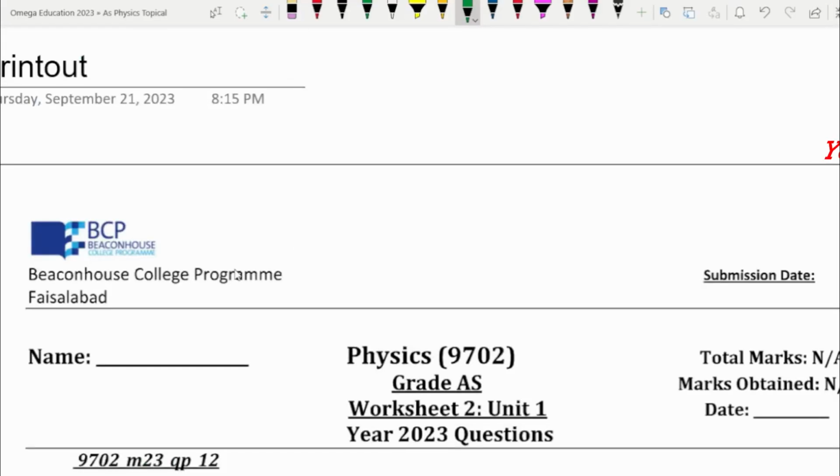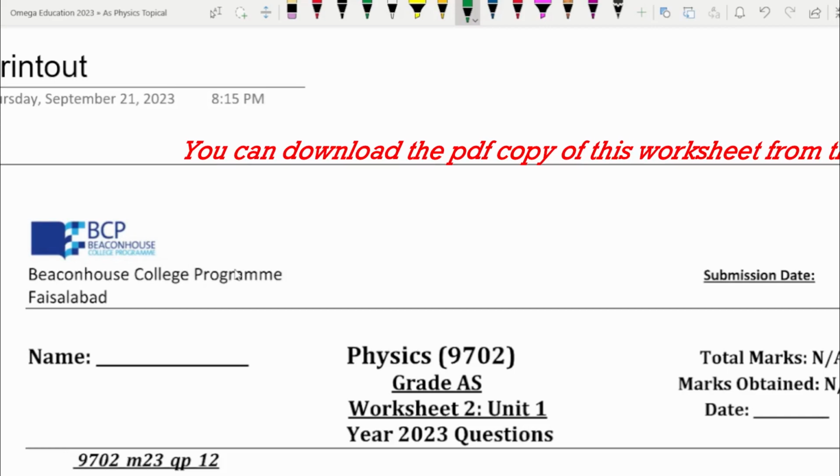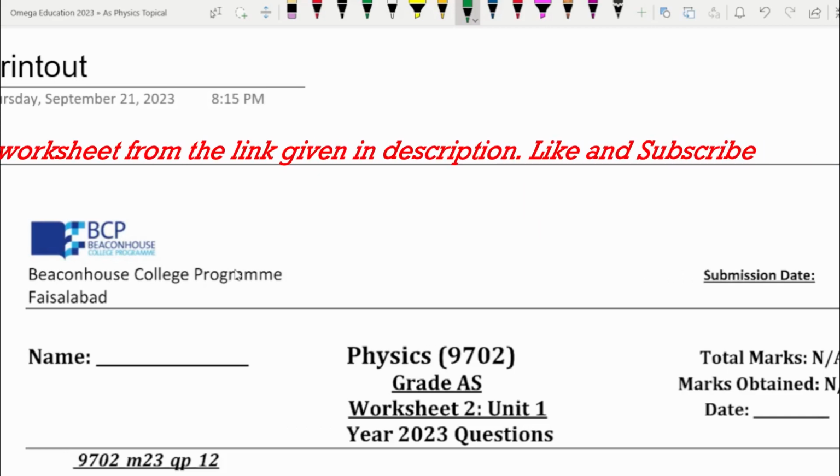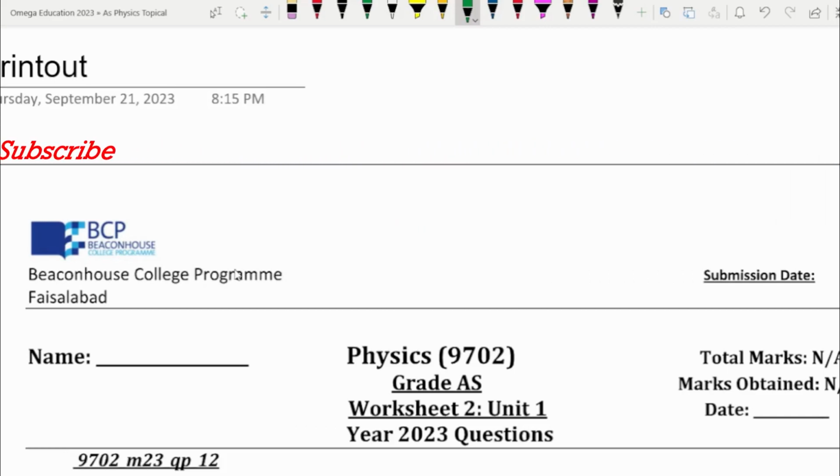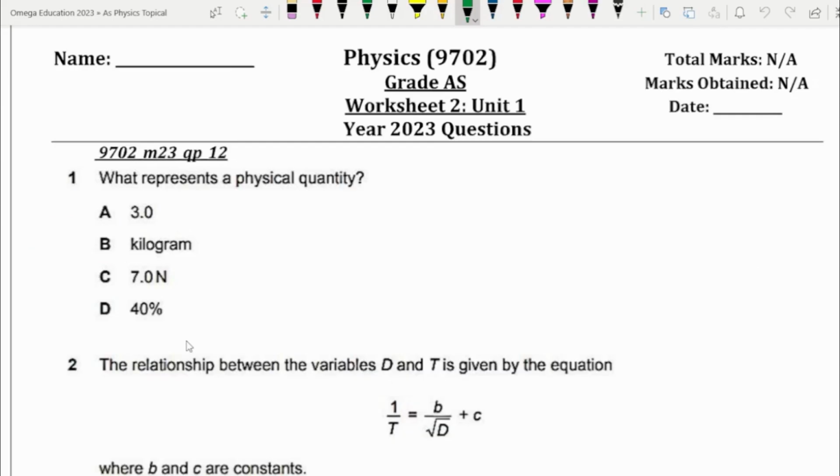This is a worksheet of chapter number 1 in which I have compiled all the questions, paper 1 and paper 2, all of the questions that we have had so far from the year 2023, which represents a physical quantity. The very first option, 3.0. So 3.0 is a number. All the numbers, these are just abstract concepts and these are non-physical quantities. So A can't be the right option.